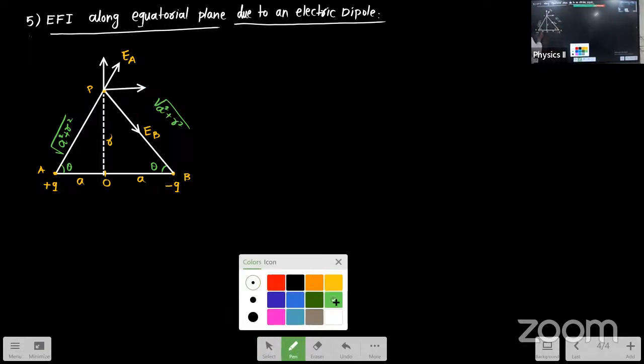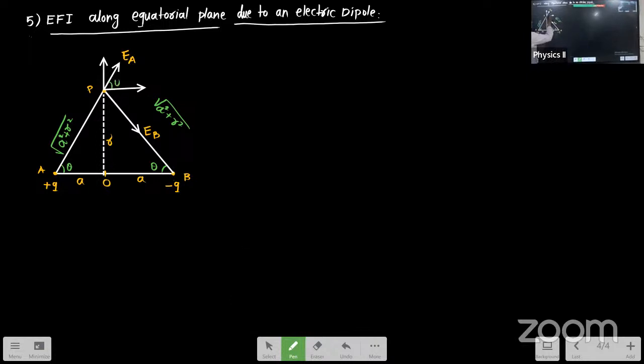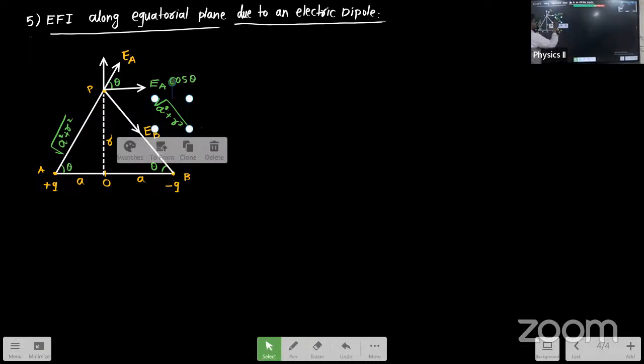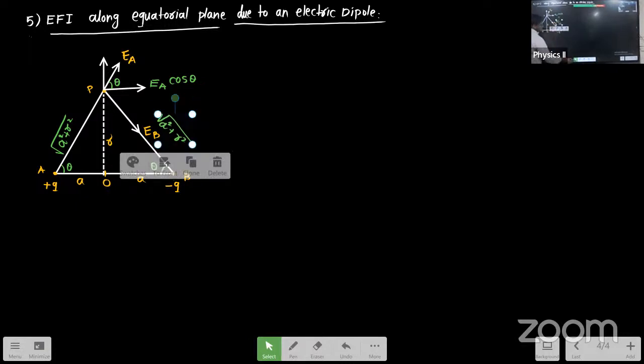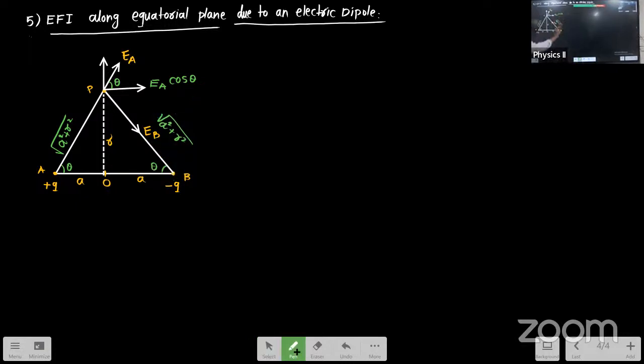Now carefully see this. If this angle is theta, this angle will also become theta. So what will be this component? This component will become EA cos theta. I hope you are getting this. Concentrate, it is a little bit of mathematics. Try to concentrate and you will understand this. Now I have resolved this component. It will become EA cos theta. And what will be this component? This will become EA sin theta. I hope you are getting this.